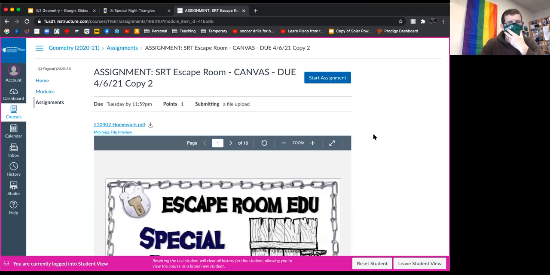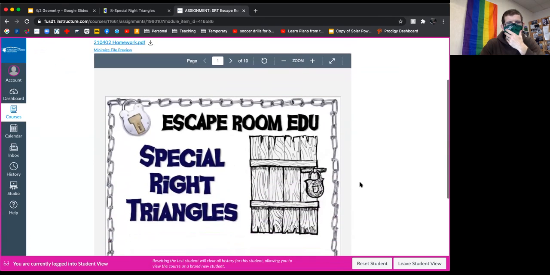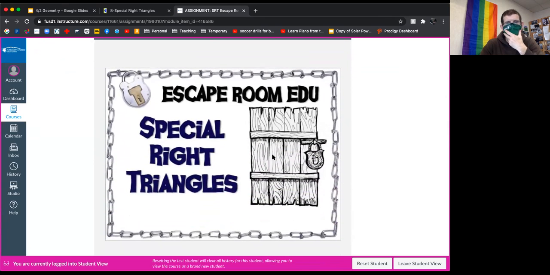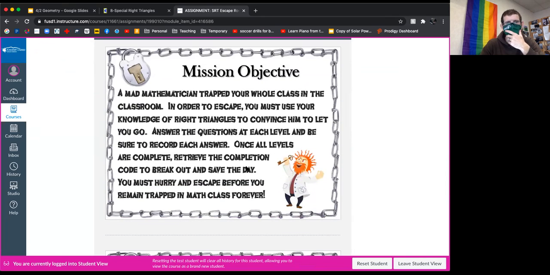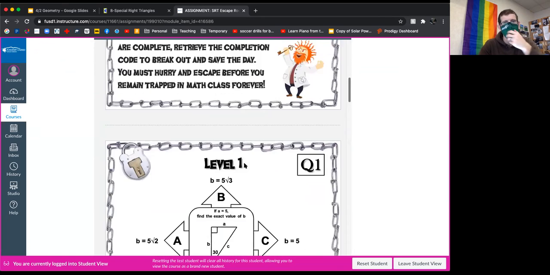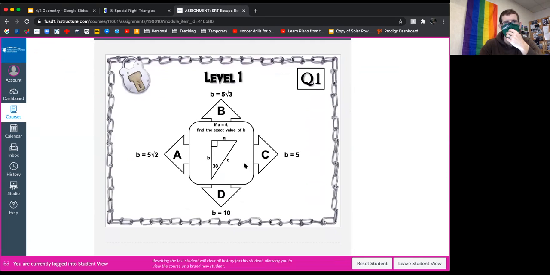So your activity today is an escape room, and it's all about special right triangles. As you're looking through, you can read through this. You're basically going to go through different levels of this escape room. Essentially, you're just doing a bunch of special right triangle problems, but there's going to be a specific order to it. Level 1 is very straightforward. It just gives you 4 problems, solve the 4, and come up with an answer.